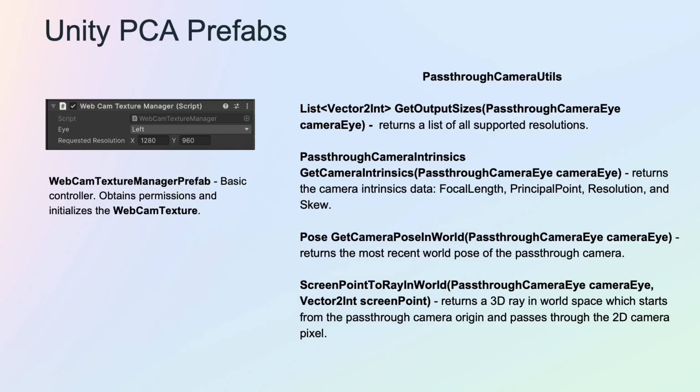If you choose to implement down at the native level, then obviously you would interface there and it's a different set of APIs. But at the Unity level, these are the two prefabs that we provide. The pass-through camera util, there are, as you can see here, 4 different routines that we provide as part of that. The get output sizes, which returns the resolution, the camera intrinsics, which returns focal length, principal point, resolution, and skew, the pose, and finally the screen point array. The purpose of this last one is to allow you to project into the world space and really overlay 2D type of things into that 3D space.